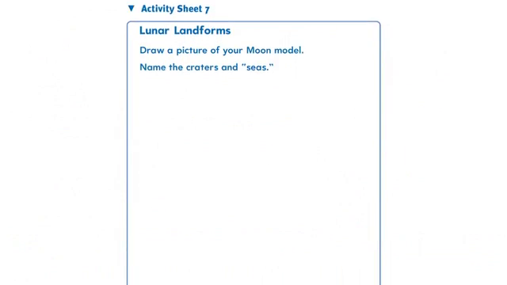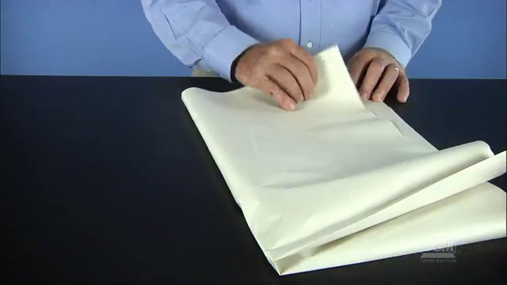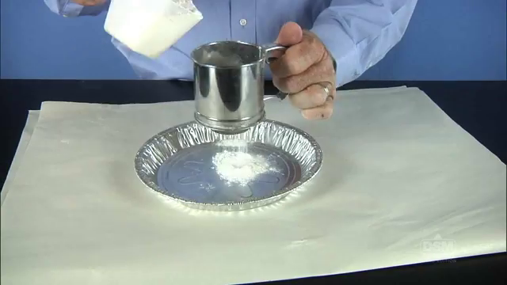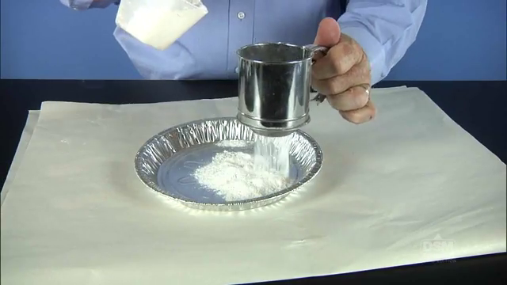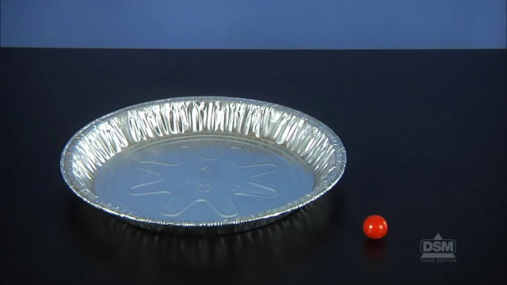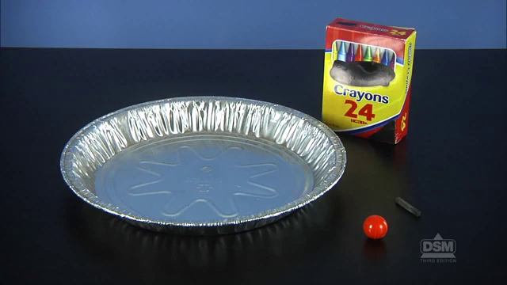To prepare for the activity, make a copy of Activity Sheet 7 for each student. Clear some floor space for students to make their moon models. Place several sheets of newspaper on the floor to facilitate cleanup. Pre-sift the flour. The finer the flour is, the better the model will be. Display the two posters and the photographs of the moon's surface. Each team of 2 will need 1 aluminum pan, 1 magnetic marble, 1 bar magnet, and a box of crayons.